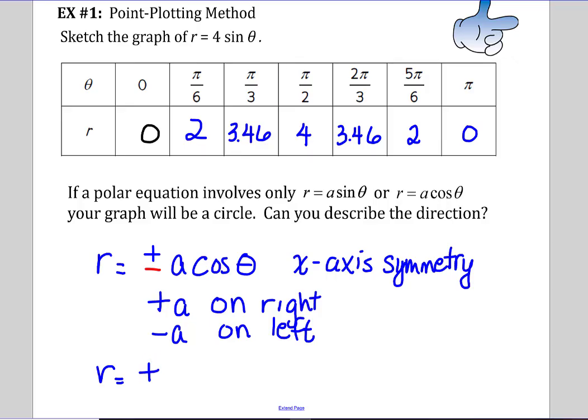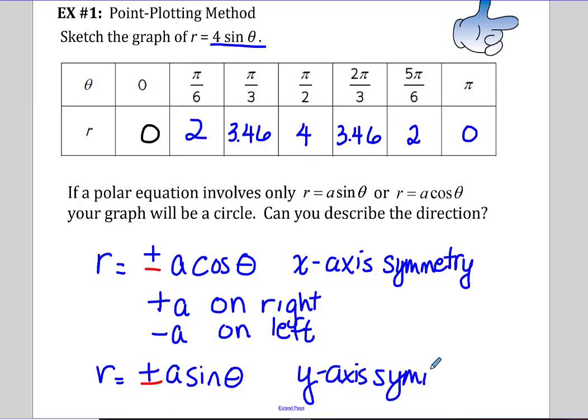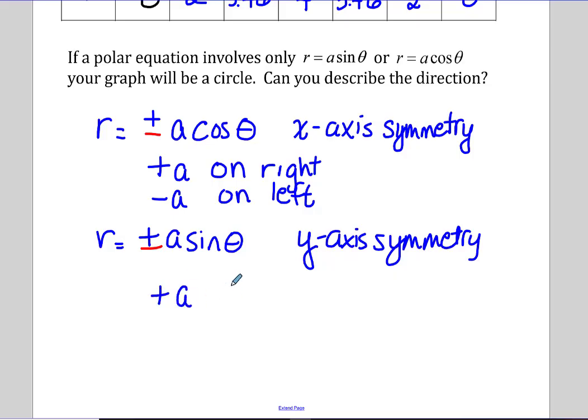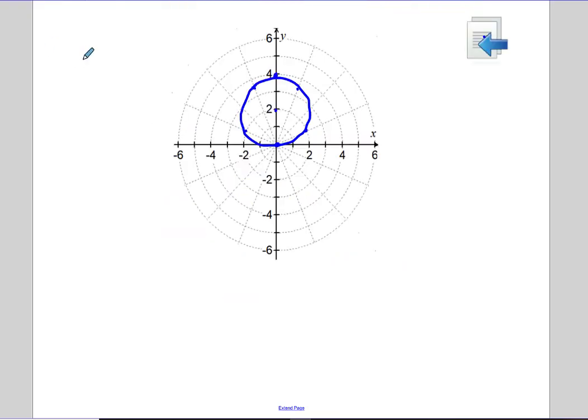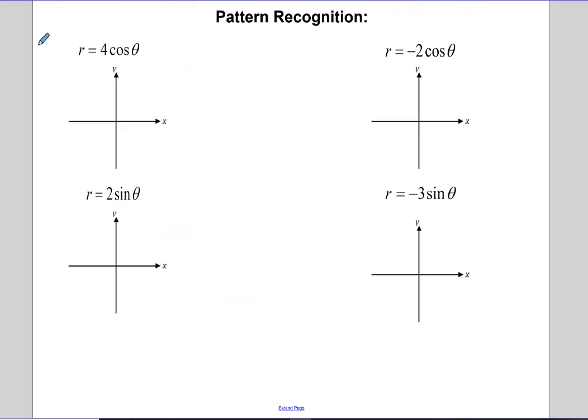And if we have positive or negative a sine theta, as in this case we had 4 sine theta, you'll see we have y-axis symmetry, like we saw in the example. And if you had a positive a, the circle would be positioned on the y-axis or up. If we had a negative a, the circle would be positioned on the y-axis or down below the x-axis. So those are the characteristics if we just have r equals a sine theta.